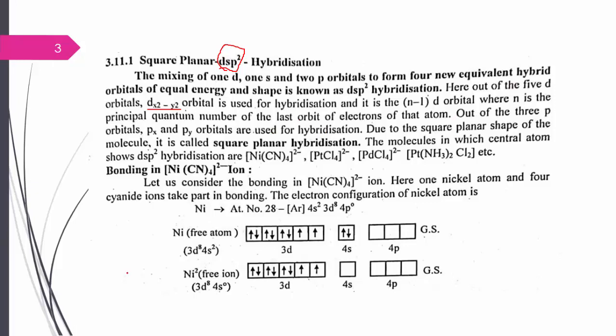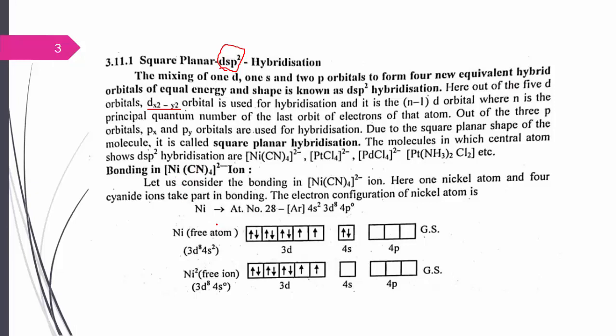We have a lot of examples for dsp2 hybridization, that is Ni(CN)4 2 minus, PtCl4 2 minus. Let me see one example, Ni(CN)4 2 minus, which is a complex molecule formed by metal-ligand bonds. Here, the ligands surround the central atom, which is nickel.